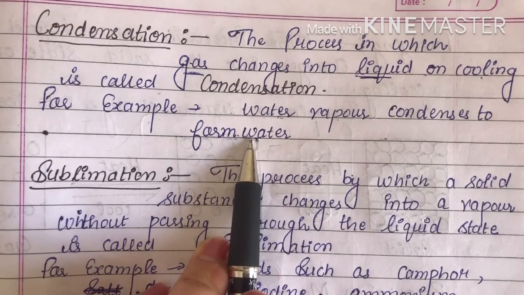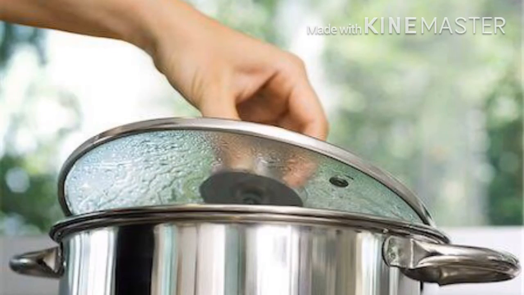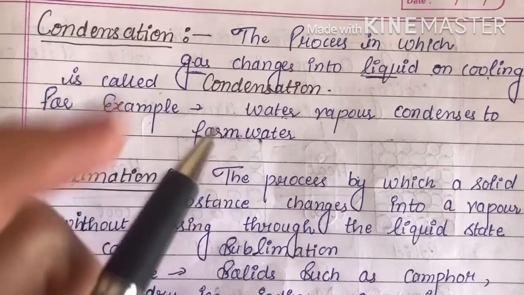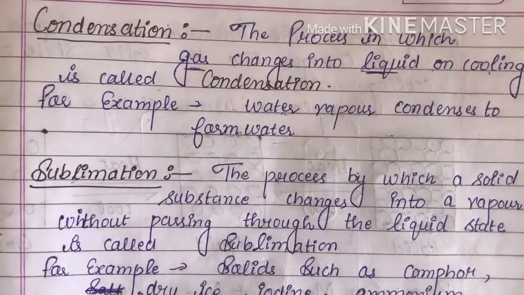Like you see your mother cooking food using a lid container. After some time, the water present in the food evaporates and the vapors stick to the lid. When you remove the lid, after cooling in contact with air, they change into liquid, that is, the water vapors change into water form.